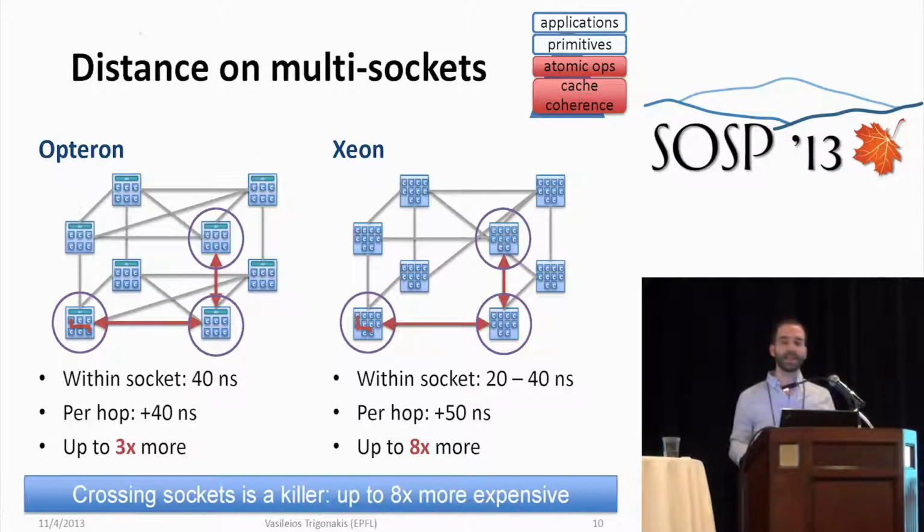On the Xeon, within a socket, we measured that you can communicate in 20 to 40 nanoseconds, depending on the previous state of the cache line. And then you have an overhead of approximately 50 nanoseconds per interconnect hop. So in the end, over 2 hops, you have a communication latency that is up to 8 times more expensive than staying within a socket. So overall, we observe that crossing sockets leads to up to 8 times more expensive communication than staying within a socket. And since synchronization is all about transferring context, so transferring data across threads, we can already claim that crossing sockets is a killer for the scalability of synchronization.